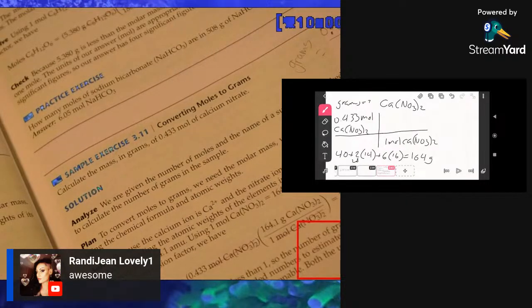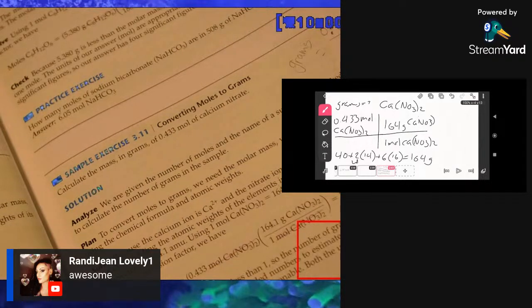All right, so equals 164 grams. So 1 mole of calcium nitrate weighs 164 grams of calcium nitrate. All right. And then I think that's where we stop. Bam, right there.